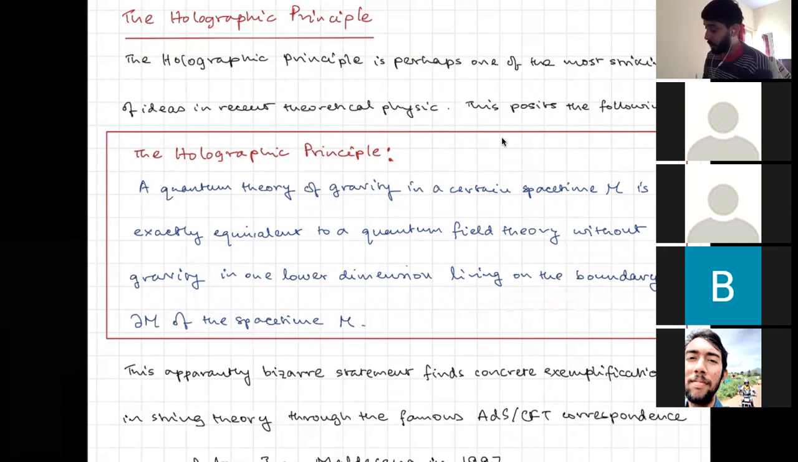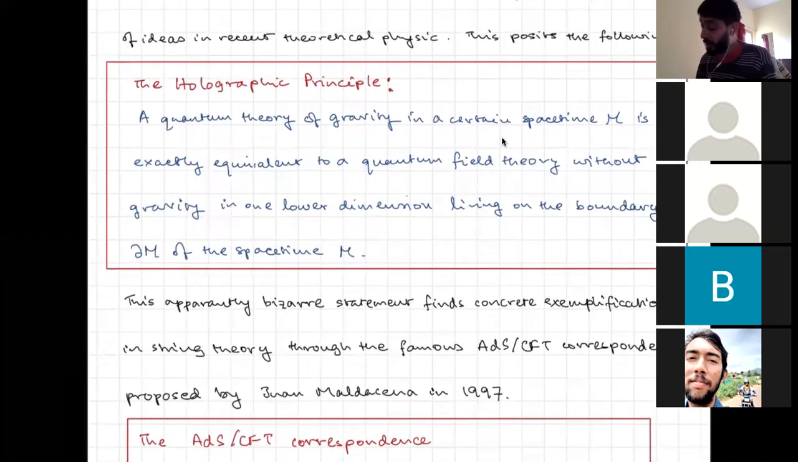Okay, so you think of a ball, if you wish, a hollow ball. So there are two theories. One which lives in the inside of it, that is the theory of gravity, and one which lives on the surface of it. That is going to be the field theory. I should have drawn some more nice pictures for you here, but maybe next time around.